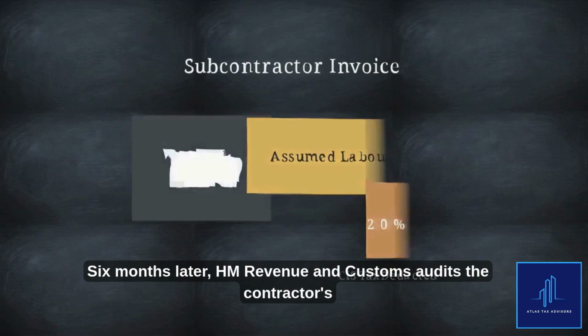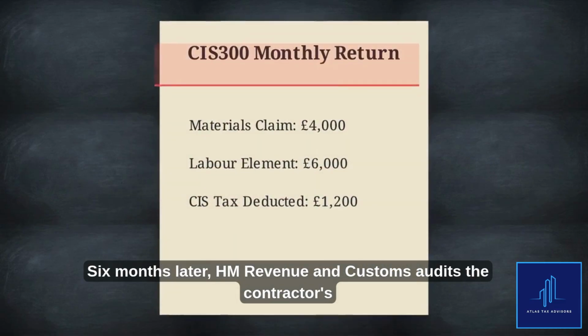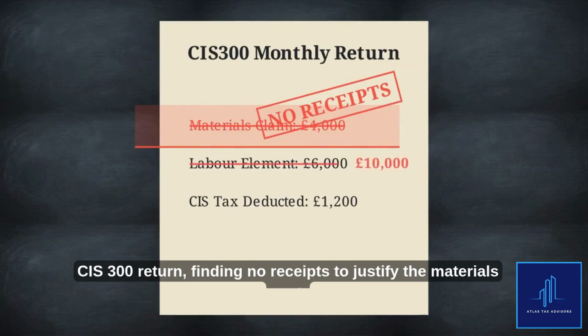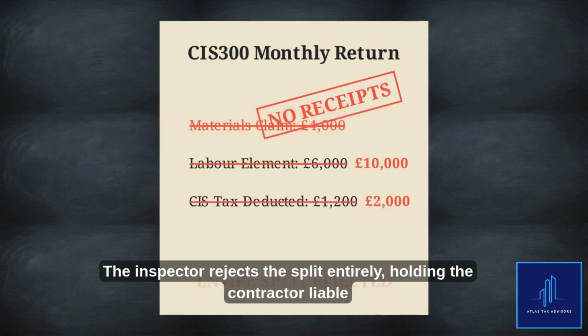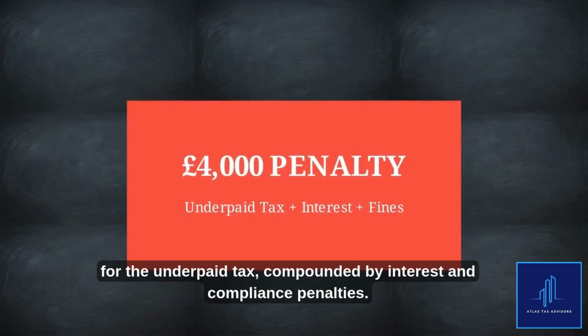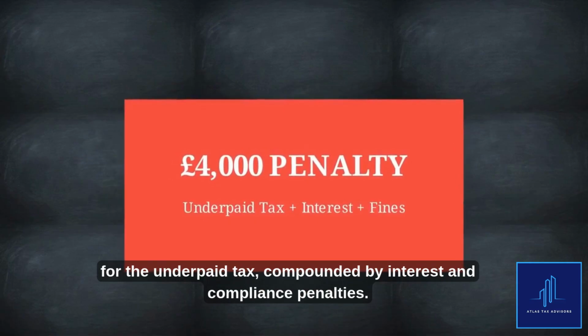6 months later, HM Revenue and Customs audits the contractor's CIS 300 return. Finding no receipts to justify the materials cost, the inspector rejects the split entirely, holding the contractor liable for the underpaid tax, compounded by interest and compliance penalties.